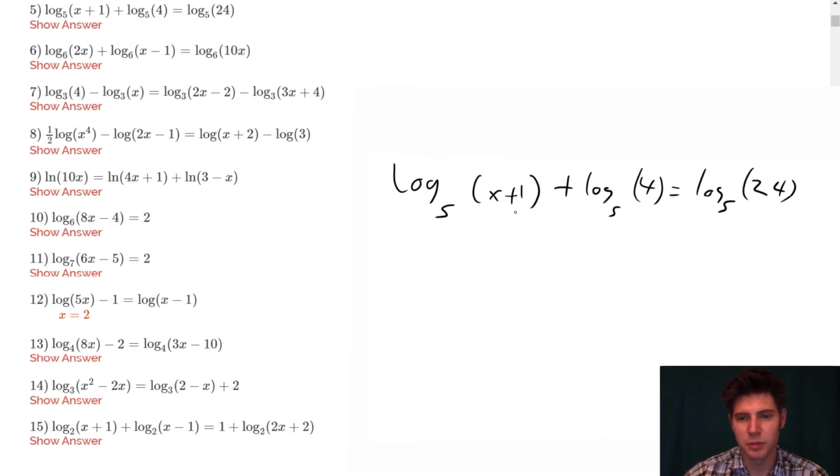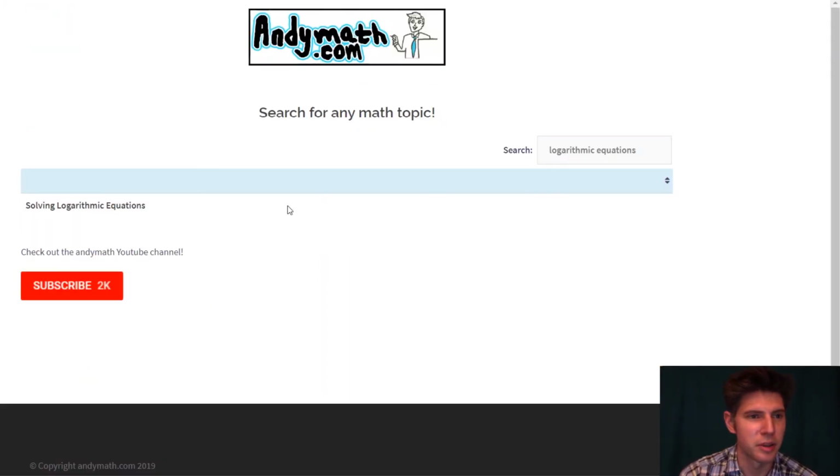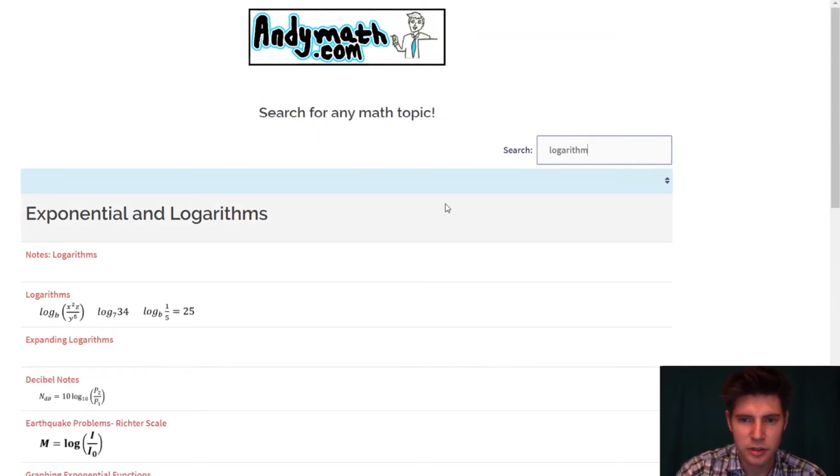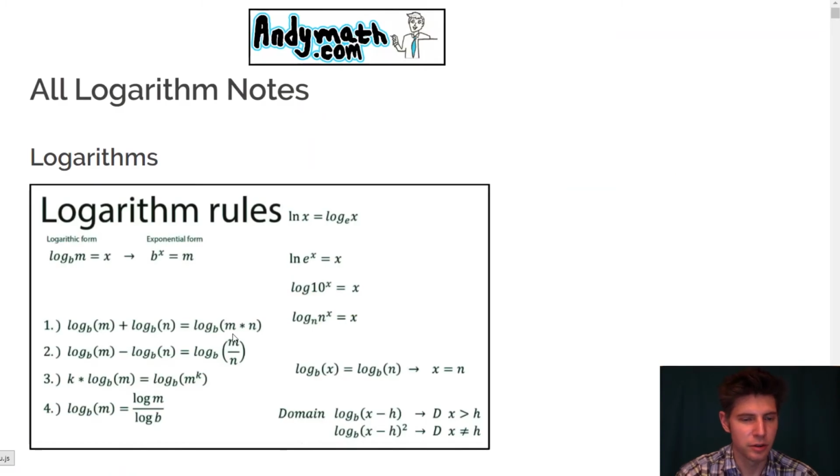We need to combine them into a single log. I don't know if you remember this, but if we go back to Andy Math and just look up logarithms, there are some notes. If you are adding 2 logarithms, that's the same thing as multiplying what's inside of them. So if you look at logarithm rule number 1, we're going to apply that right now. Basically it says when adding 2 logs, you take whatever's inside of them, make it a single log, but have those multiply. I'll show you.